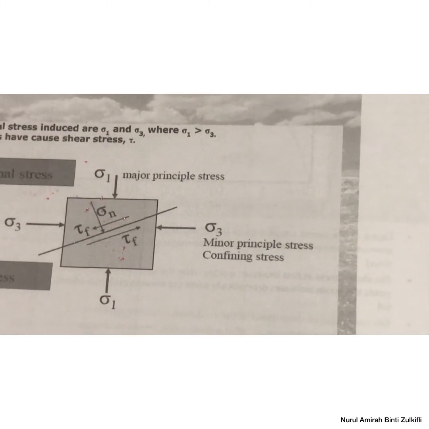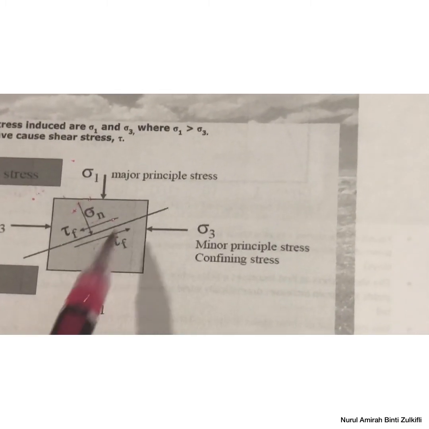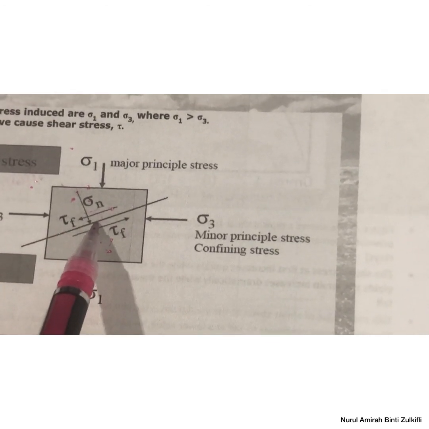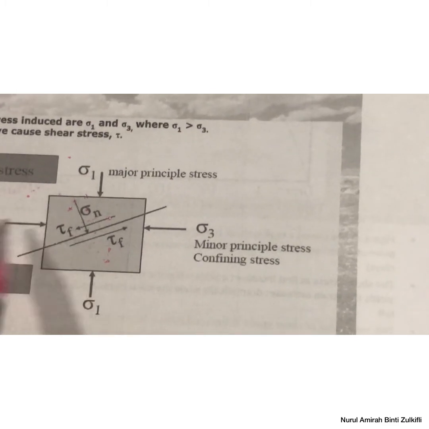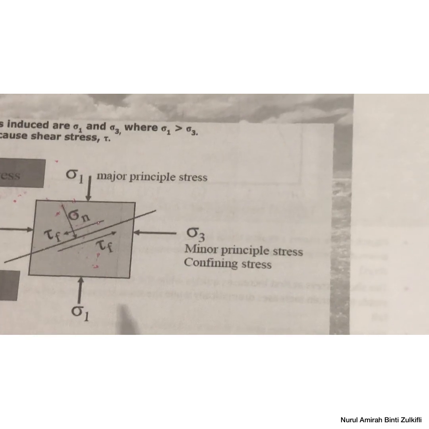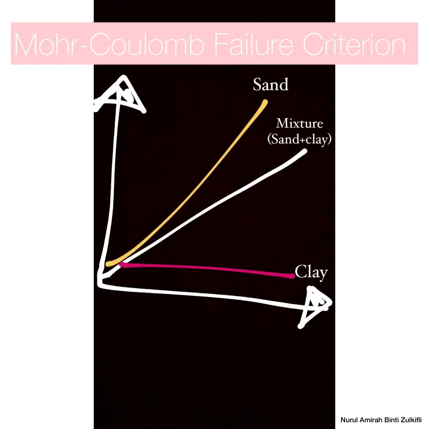Using the Mohr circle, we have normal stress on one axis and shear stress on the other. As we can see, they are perpendicular to each other. In the graph, the plane for sand is a frictional soil, a mixture of sand plus clay is a cohesive frictional soil, and clay is a cohesive soil.